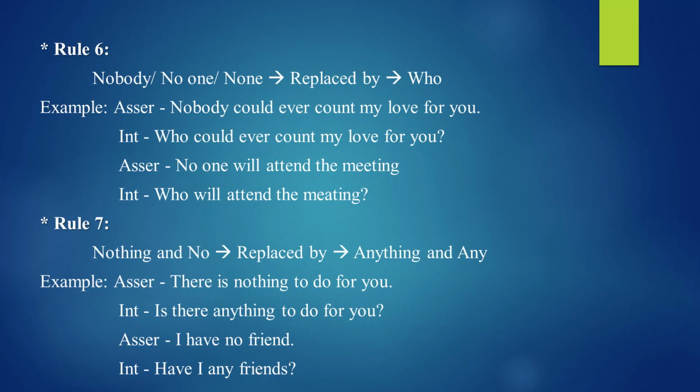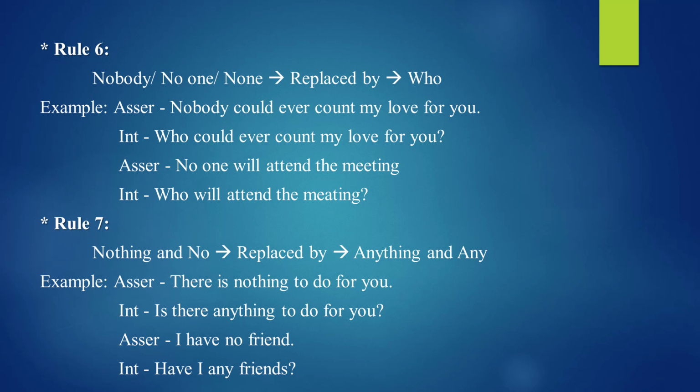Rule 6. Nobody, no one, none should be replaced by who. Example, nobody could ever count my love for you. Interrogative, who could ever count my love for you? No one will attend the meeting. Interrogative, who will attend the meeting?